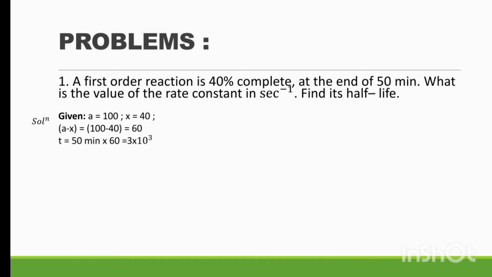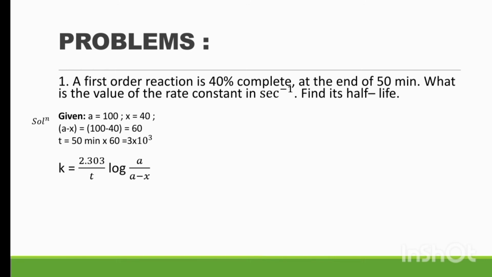In the problem, it is said that 40% reaction is complete at the end of 50 minutes. So, the time is 50 minutes. But they have asked us to find the rate constant in second inverse. So, we'll have to convert the minutes into seconds. To convert the minutes into seconds, we multiply 50 into 60. After multiplying, we get the value of t as 3 into 10 raised to 3.